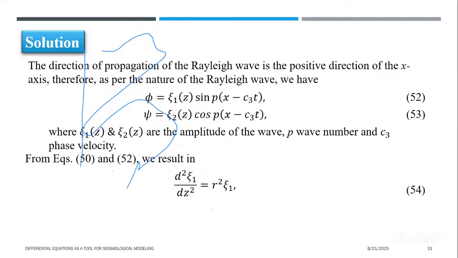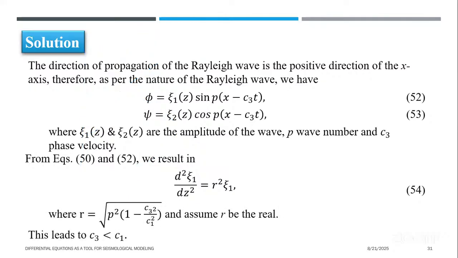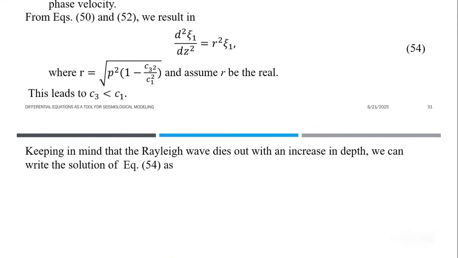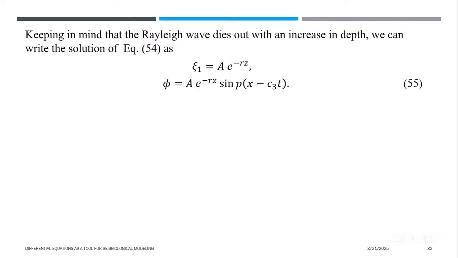So if we solve that equation with the help of 52, we are going to get this 54. Here we get C3 is less than C1. C3 is the velocity of the Rayleigh wave and C1 is the velocity, the square root of lambda plus 2 mu by rho. So we got one thing, because to make this particular square root real, we need this condition. That's fine. Now solving the other one. So this is the solution.